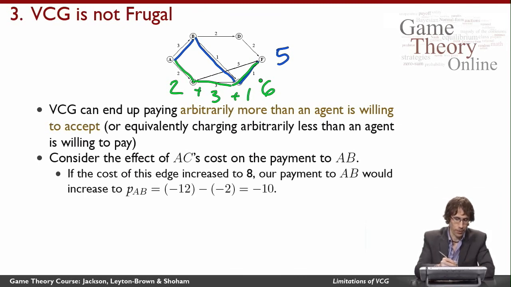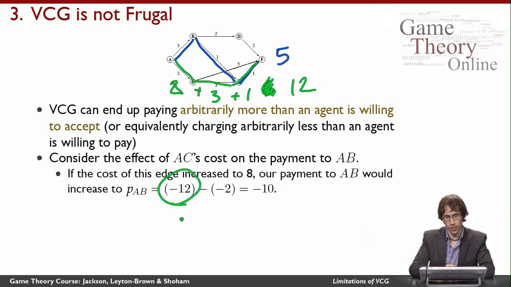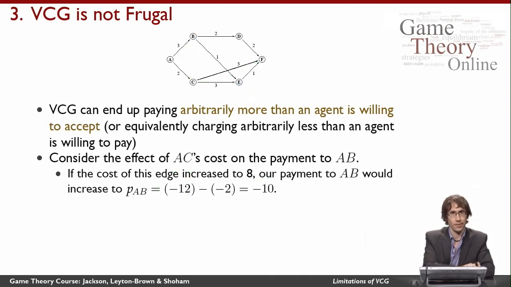So if, for example, the cost of this edge was to increase to 8, then here our cost would be 12. Our second shortest path cost would be 12, and so that would change the payment to AB, and it would go up by 6. So we increased somebody else's value by 6, and although we didn't change anything about what AB was willing to accept, we ended up changing our payment to AB also by 6.